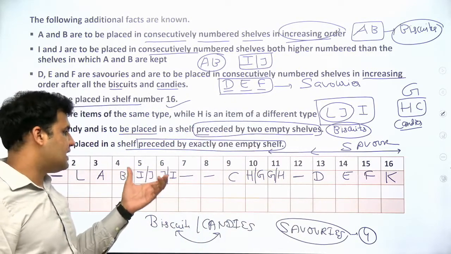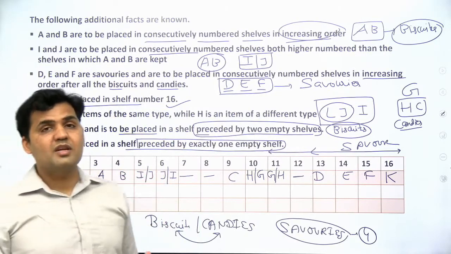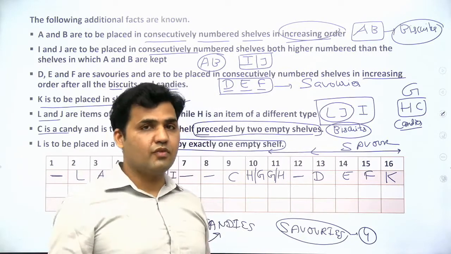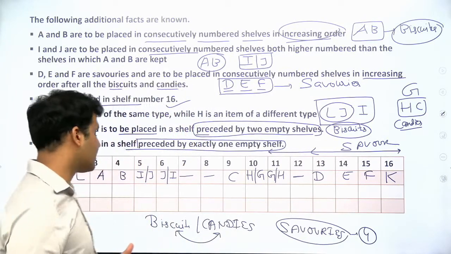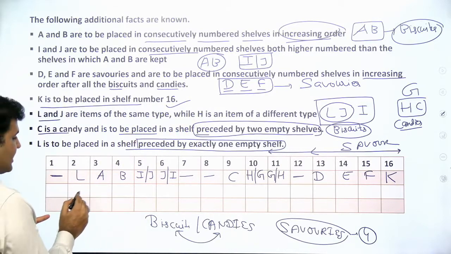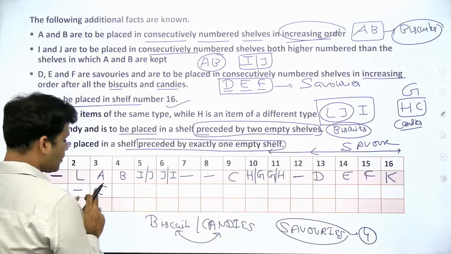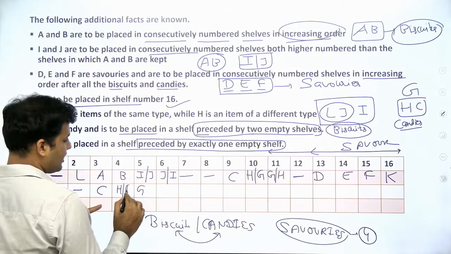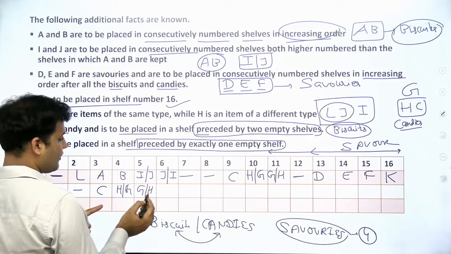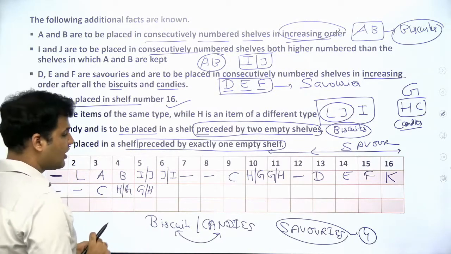But you see this, guys, in this case we are placing biscuits first, right? It is nowhere mentioned that biscuits are supposed to come before candies. It can be candies also. There has to be a second possibility then also, guys, that you first start placing candies and before candies there have to be 2 empty shelves. So if C is coming here, H and G can come over here, depending upon which item will come first. If H is coming over here, G will come over here. If G is coming here, H will come over here.